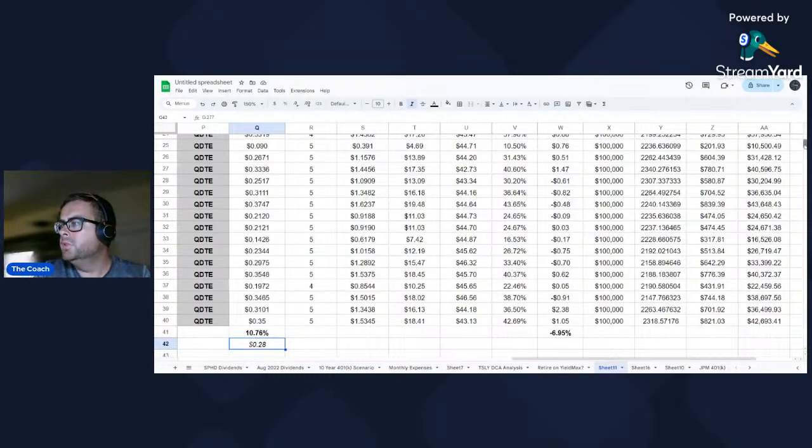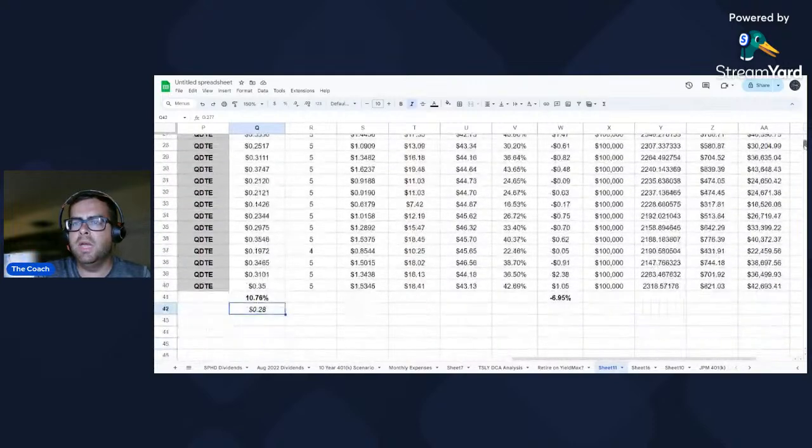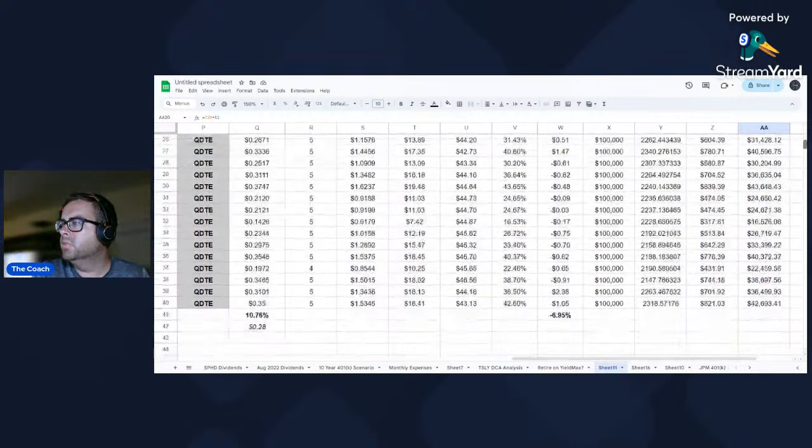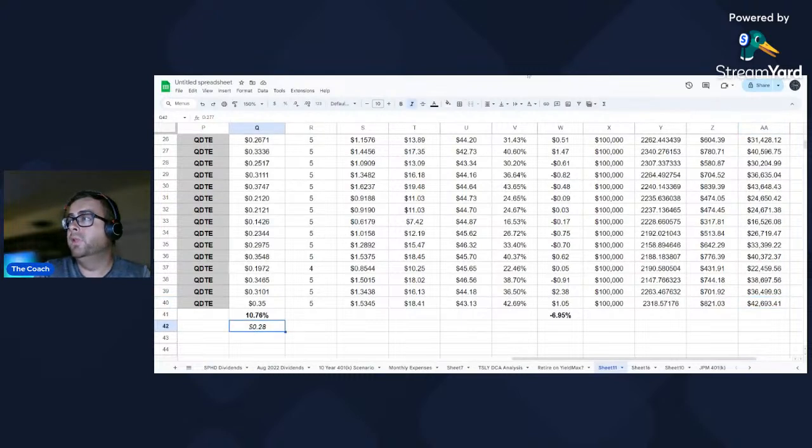So moral of the story, if you had $200,000 split evenly between XDTE and QDTE, you would be making an annual dividend yield projected based on this week's dividends. You would be making $67,000 in annual dividend income. Sounds like a full income to me.